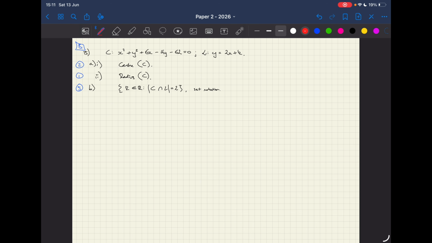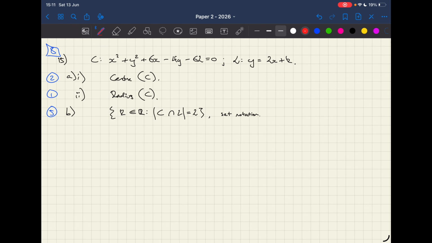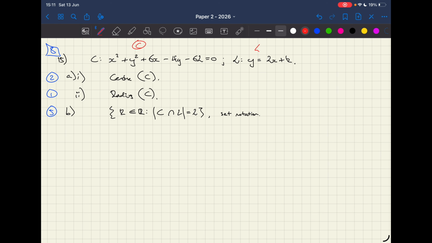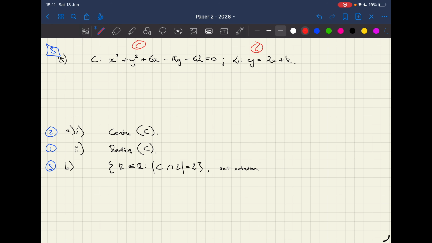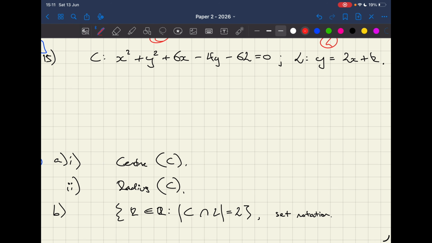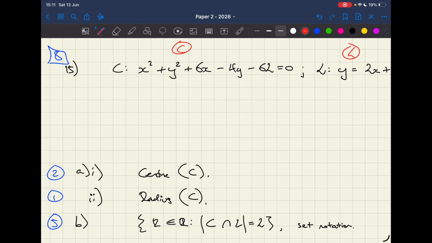Last one then. And again, not too bad this, was it really? So what do we have? We have some circle, call that factor C. Some line, call that factor L. Find the center of the circle. I think if I was doing the exam and this was the last thing that came up, I'd be quite relieved. Do you know what I mean? So hopefully I get it right now. So what do we do?